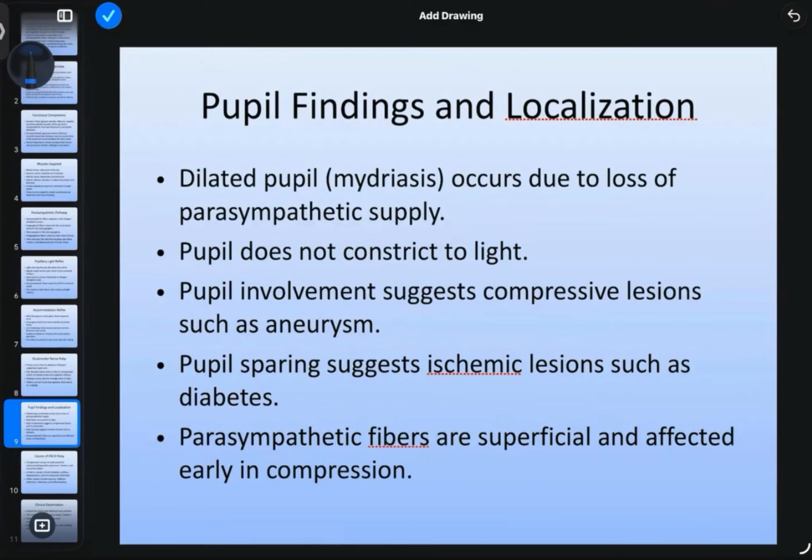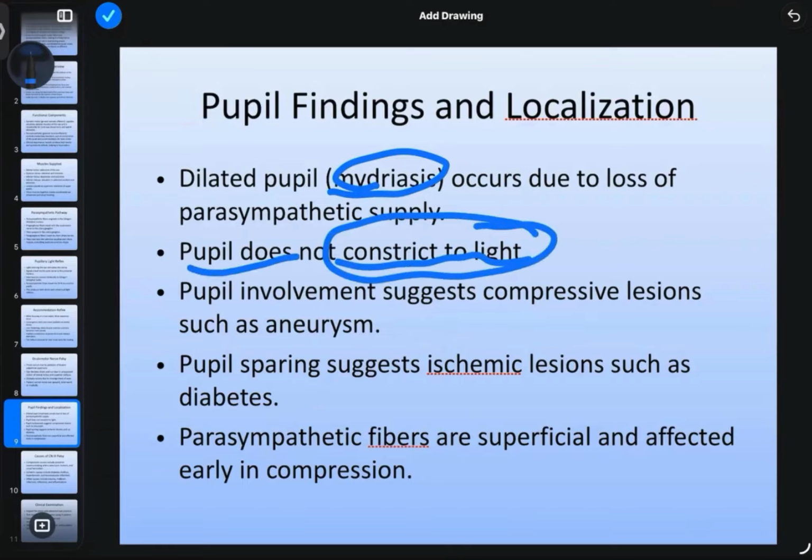Okay, I'll just explain it. So there is also mydriasis that we can see, and the pupil does not constrict to the light. This is why I told you about the reflex of the eye: the pupil tends to increase its size from smaller to larger when he moves to a darker environment. This is usually impaired in this nerve, and pupil sparing suggests that there is an ischemic lesion such as diabetes, and parasympathetic fibers are superficial and affected early in compression.